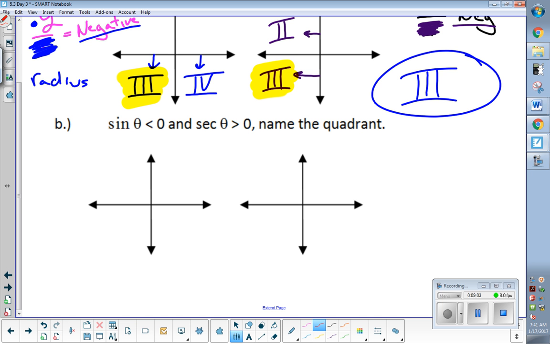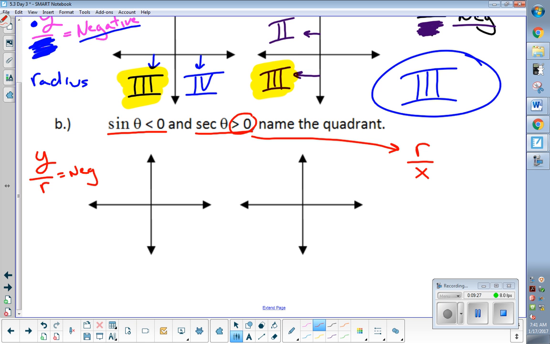Let's look at letter B. Sine is less than 0. That means y over r is negative. Okay? Secant is greater than 0. So that means r over x, that's what secant is. Secant is r over x, is greater than 0. If you're greater than 0, you're positive. Think about that for a second. See if you can figure out where you're going to be.